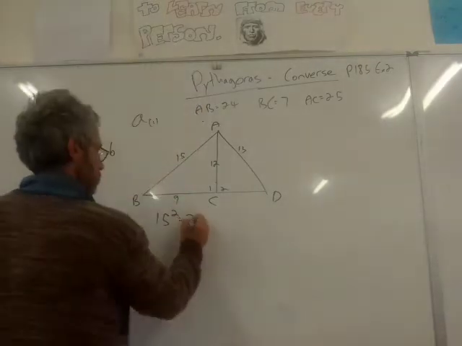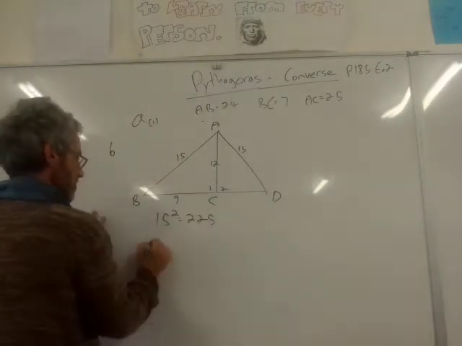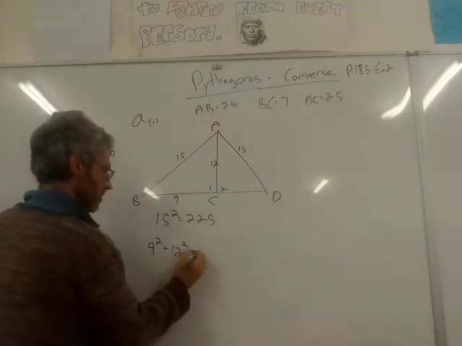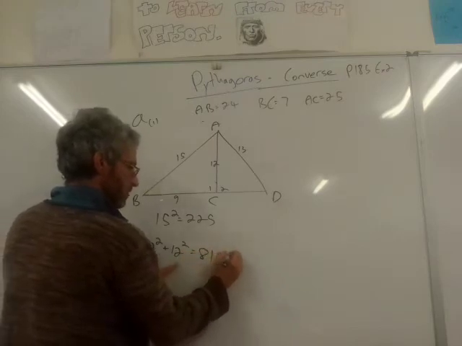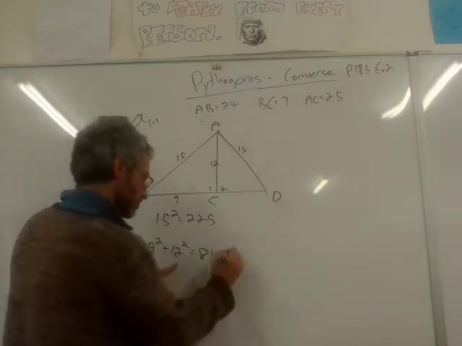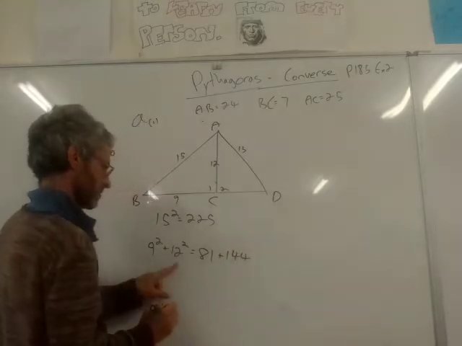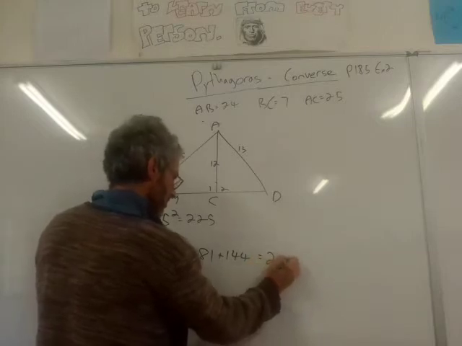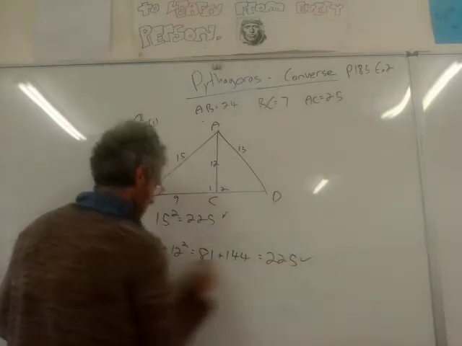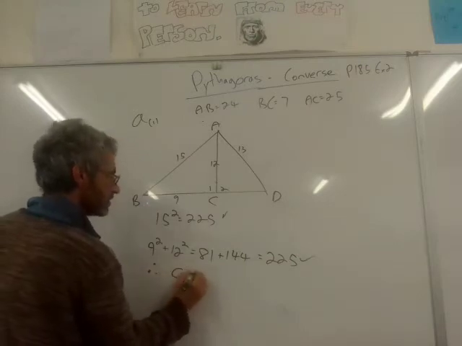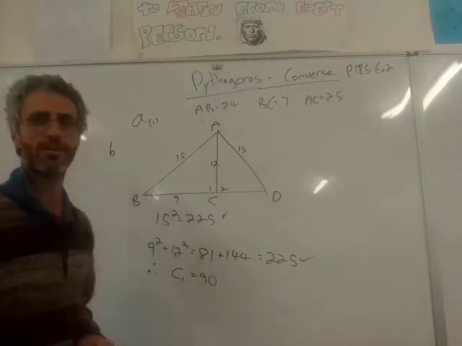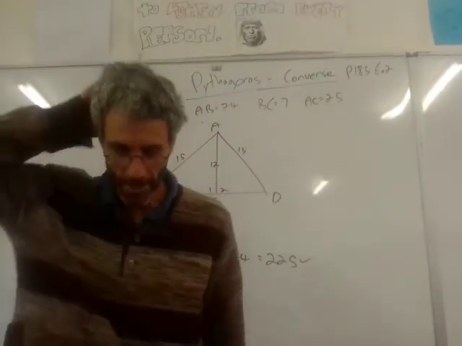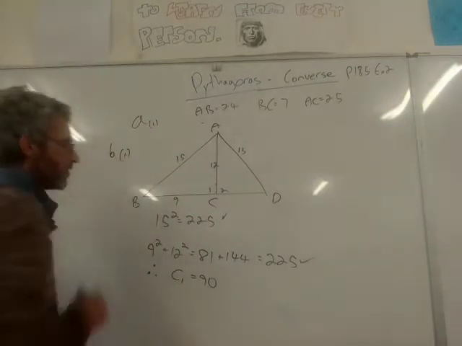225. Okay, right, 225. And now I need to show that 9 squared plus 12 squared, hopefully it will be 225. 9 squared is 81 plus 12 squared. Do you know anyone? Should know. 144. Okay? And that is actually equal to 225. Yeah, it is. So therefore, C1 equals 90 degrees. Okay. Right, so that was part 1 of that question.